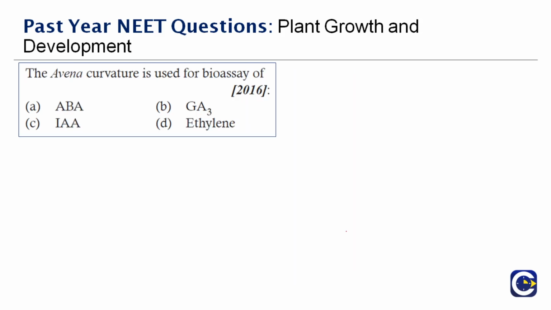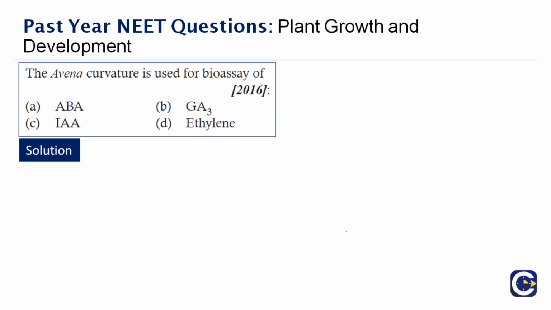Next question here. The Avena curvature, where the A is silent, so you can pronounce it as Vena curvature, is used for the bioassay of dash. So you're given 4 options here: ABA, GA3, ethylene, IAA.